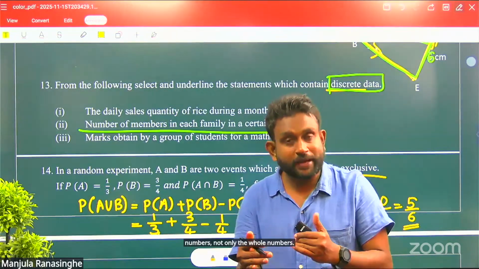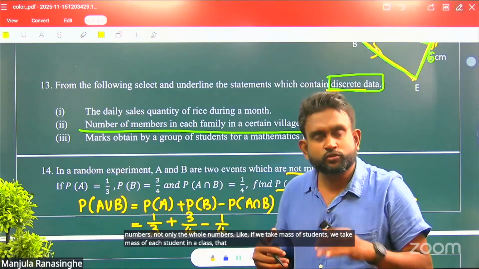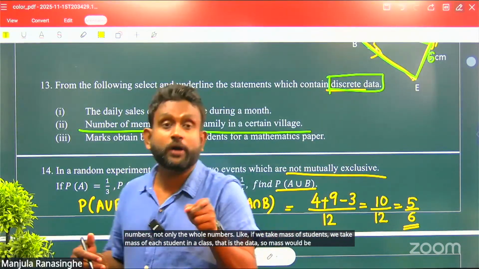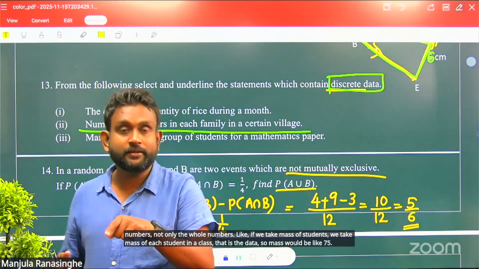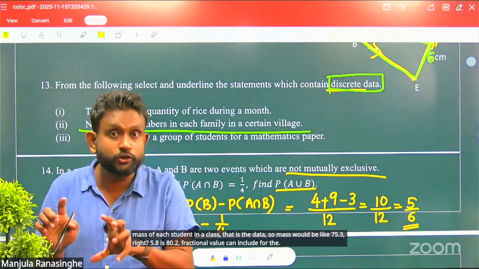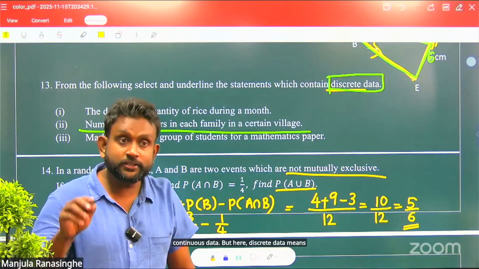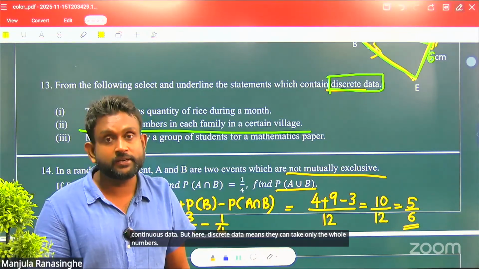If we take the mass of each student in a class, that is data. So mass would be like 75.3, right? 80.2. Fractional values can be included for continuous data, but discrete data means they can take only whole numbers as the data.